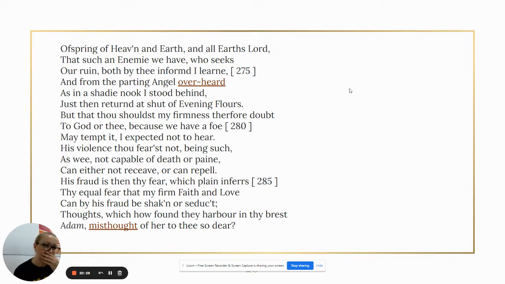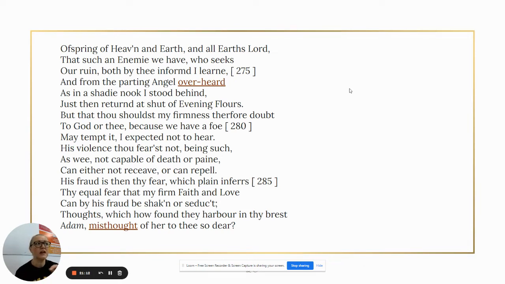Eve replies, and she says, "Look, I overheard everything the angel told you about this enemy that we have. But what I didn't expect to hear from you was your doubt in me. His violence thou fearest not, being such as we, not capable of death or pain, can either not receive or can repel." Like, why we don't have to worry about him physically. He can't hurt us. "His fraud is then thy fear, which plain infers thy equal fear that my firm faith and love can by his fraud be shaken or seduced."